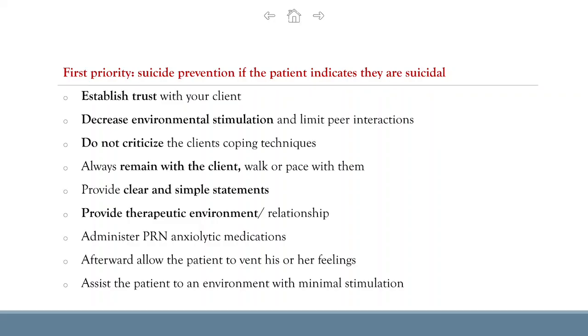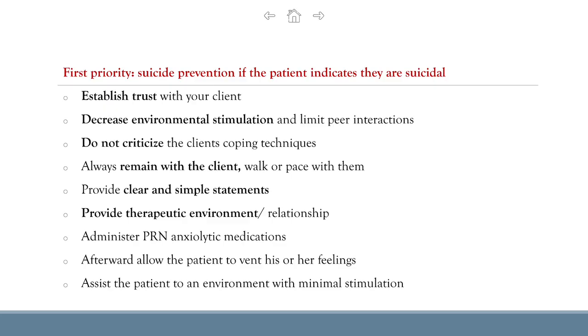So our first priority is always going to be suicide prevention if this patient indicates that they are suicidal. If they say that they have a suicidal ideation or a plan, that always goes to the top of your priority list for assessments, okay? If not, then our first priority is our physical assessment because we want to make sure that there's nothing physically wrong with the patient that's causing their psychological issues. And then we can move on to a mental health assessment.